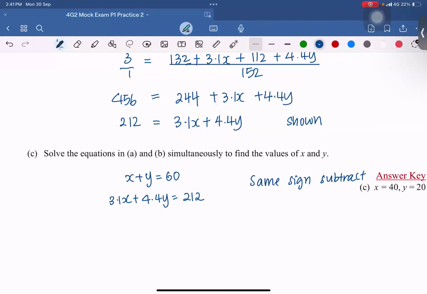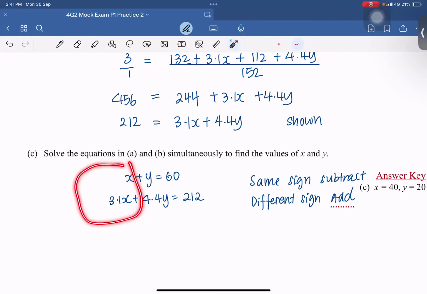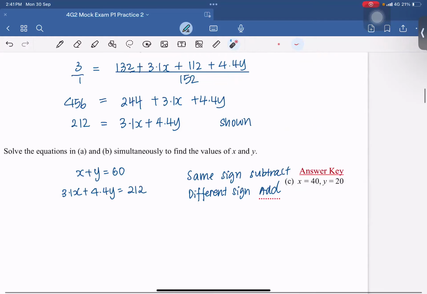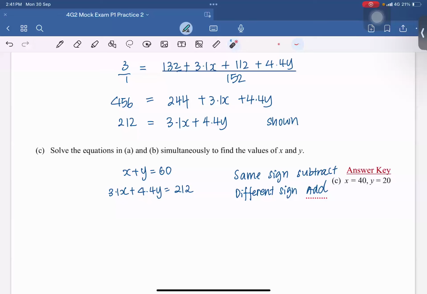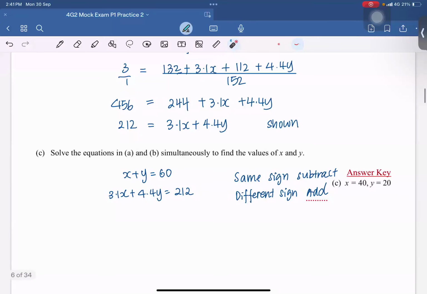Okay. If I have different sign, you add them together, DSA, right? You add them together. Let's say 1 negative, 1 plus. Then you add them together, make it disappear. Okay. Or if you want to do substitution, in this case, this is still quite nice because x can be equals to 60 minus y. You just substitute and get the answer. No problem. This one, the answer key has been given to you. Use your own method, you can solve it.